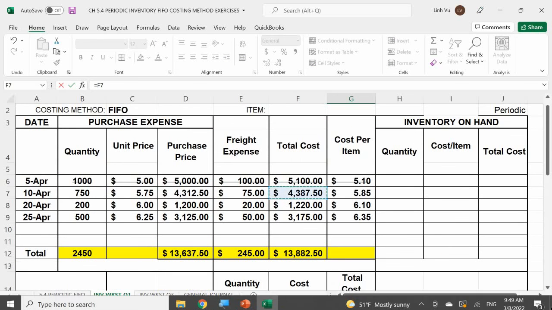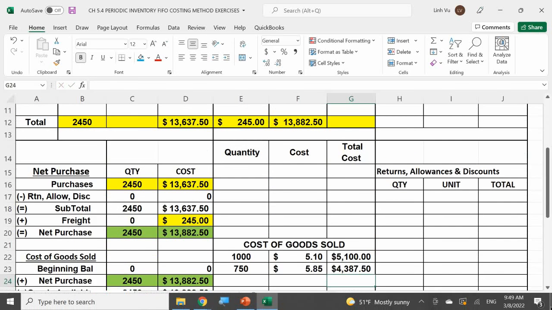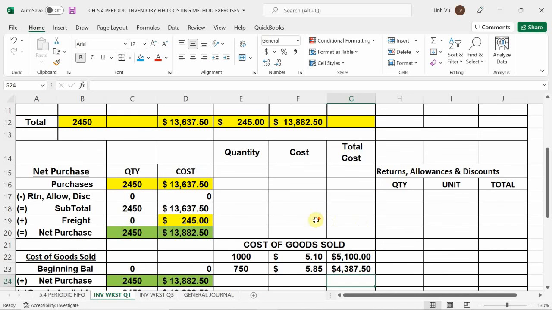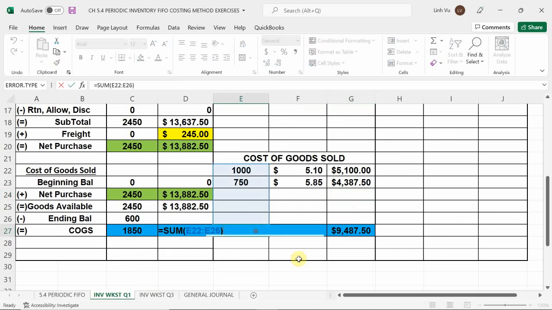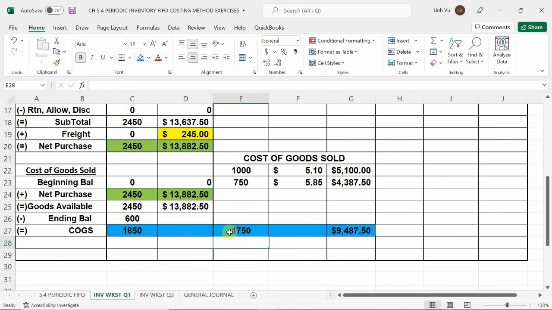It's $4,387.50. Okay? Now, because I am self-referencing and bringing that information down, it is also calculating my numbers for me because I put my equal sum formula in there. So in this case, right now, I have 1,750 units. How many more do I need to sell? 100. You need to sell 100 more.